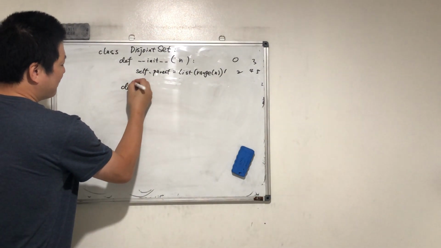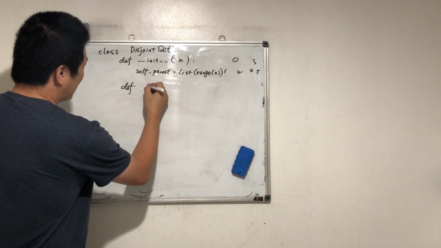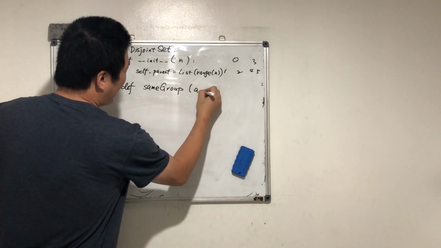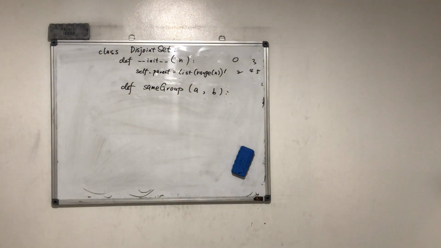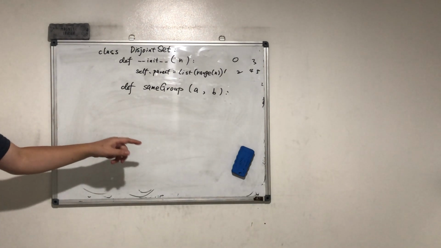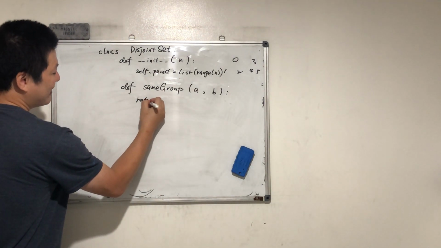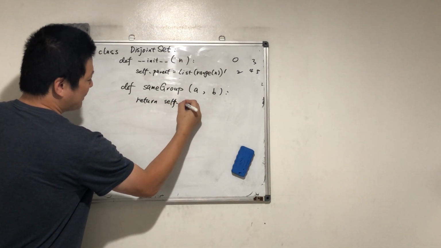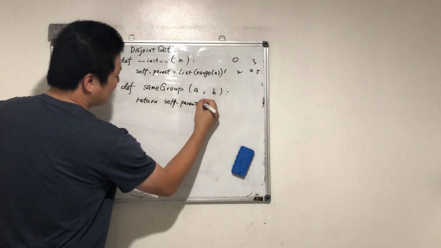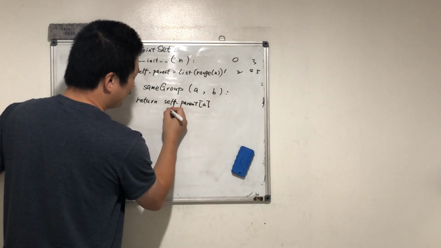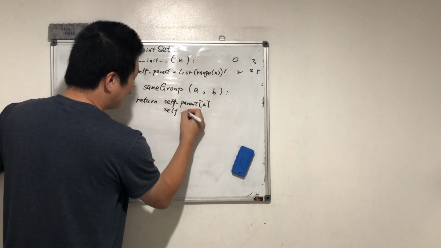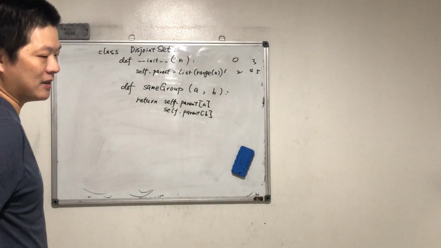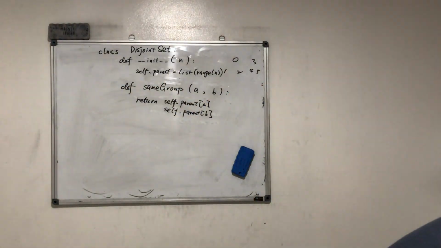And then we need to find same group. Given two numbers A and B, how can we find if they are in the same group? Return what? Save the parent. If they are in the same group, what happens? The parent of A and the parent of B, what happens if they're in the same group? How can we find the same group?